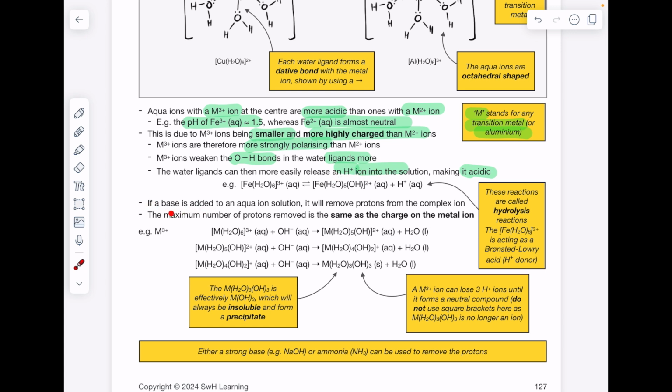Now, if a base, which remember is a proton acceptor, is added to an aqua ion solution, it will remove H+ ions, protons, from the complex ion, and the maximum number of protons removed is the same as the charge on the metal ion.